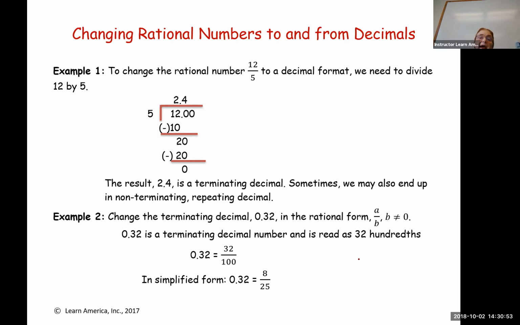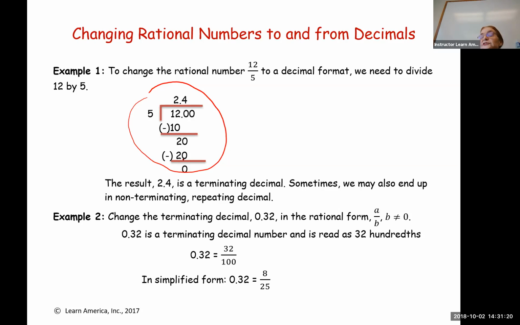Now we want to look at changing rational numbers or ratios to decimal form. So for example, supposing we want to change the rational number 12 over 5 to a decimal format. What we're really saying when we say 12 over 5 is that 5 should divide into 12. So dividing the 5 into the 12 using your standard forms of division, we get 2.4.